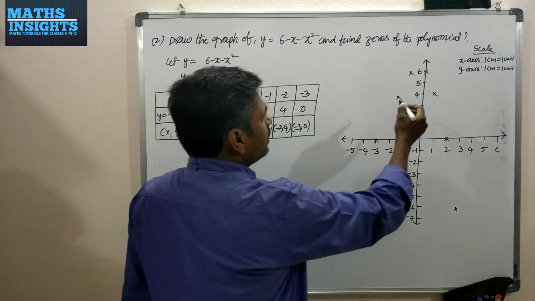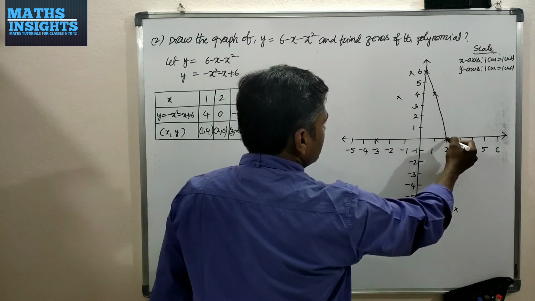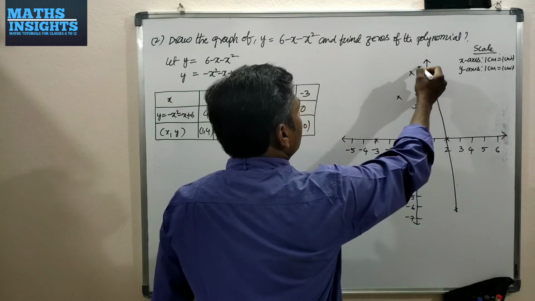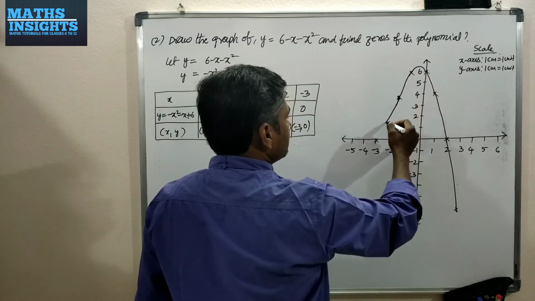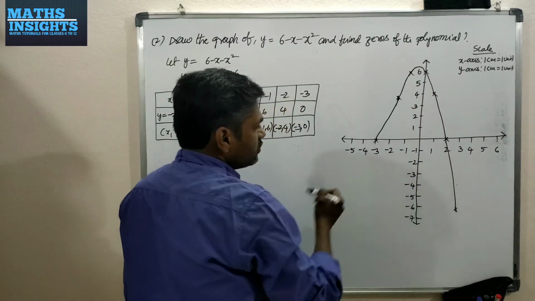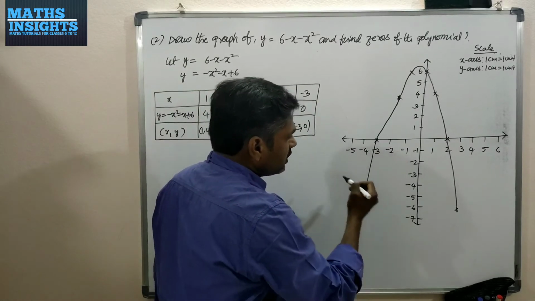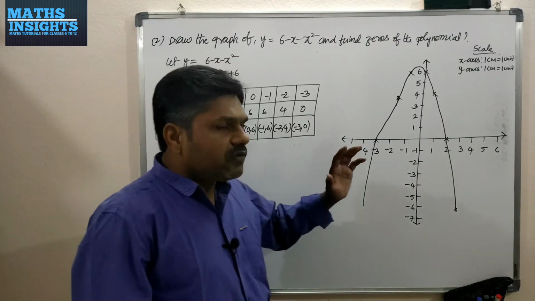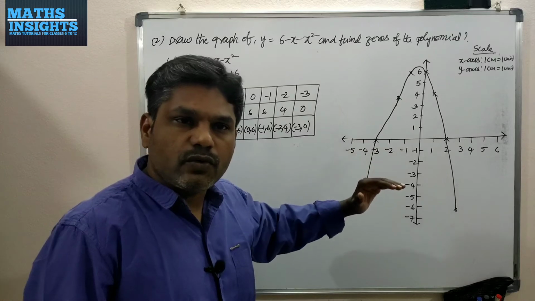So if you join these points, okay, you will have it like this. You have to draw this like this, in this way. So up to this only I have taken points. If you take another point, then your graph will extend like this. If you observe, the graph of this quadratic polynomial is in the shape of an inverted U.